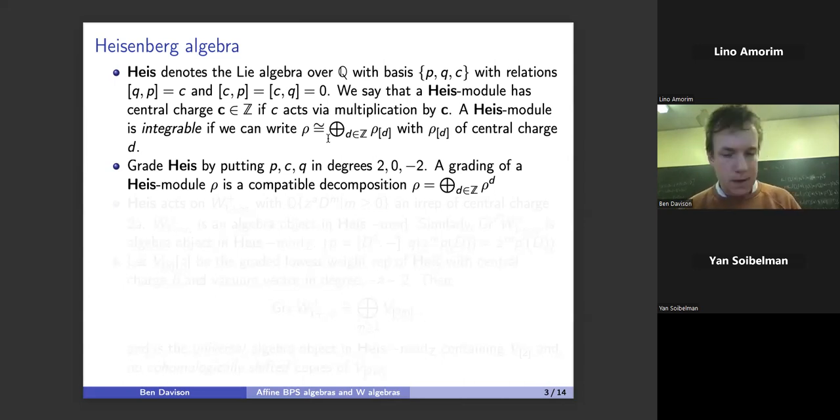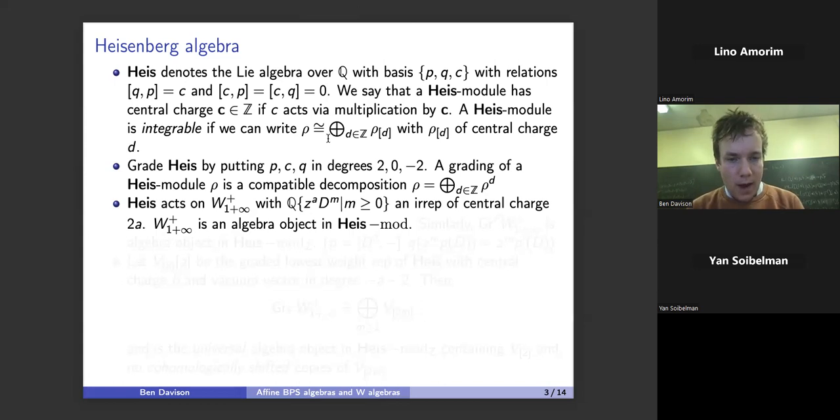Okay, so we're guessing here two different sorts of grading are going to appear on graded Heisenberg modules, one by central charge, one by the actual grading, and they will be somehow fundamentally different. Okay, so there is an action of the Heisenberg algebra on this half of W1 plus infinity, and if I fix the exponent of Z and take the span of Z to the A, D to the M for M all numbers, this is an irreducible representation of central charge 2A.